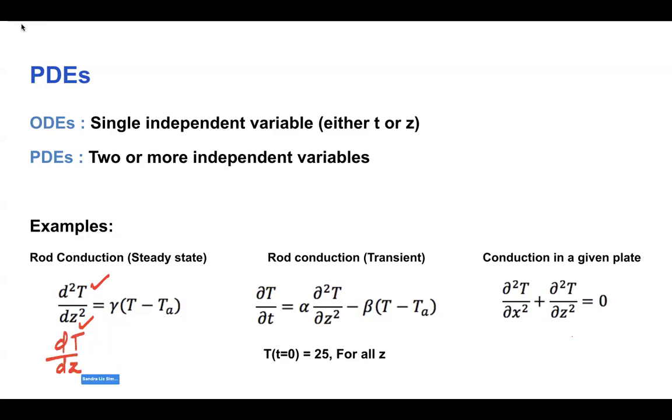But what if our function has more than one independent variable? If you have two or more independent variables, what we get is a PDE, a partial differential equation. So this is an example of a partial differential equation.